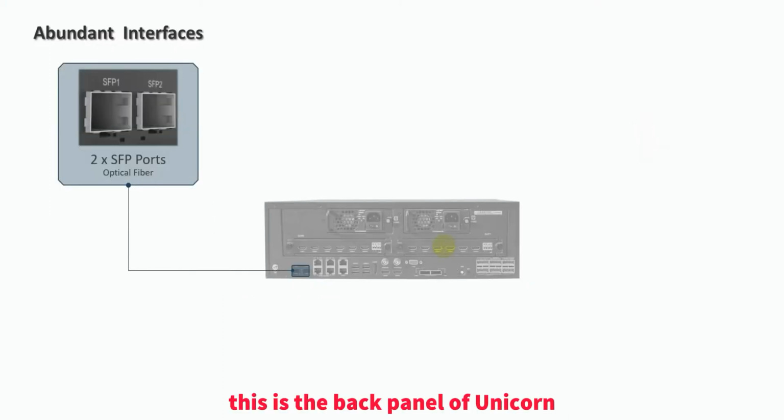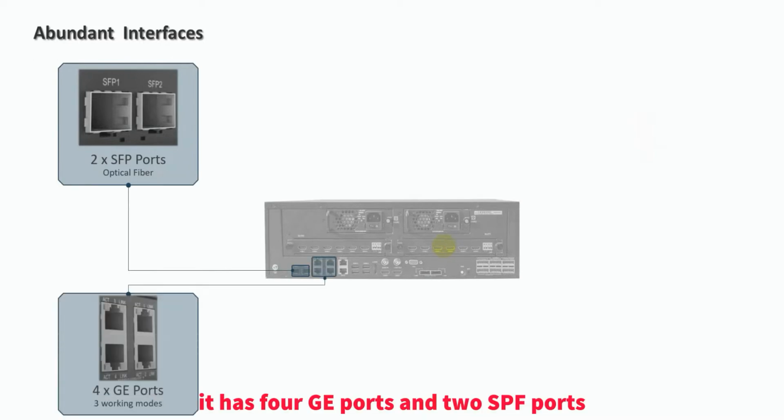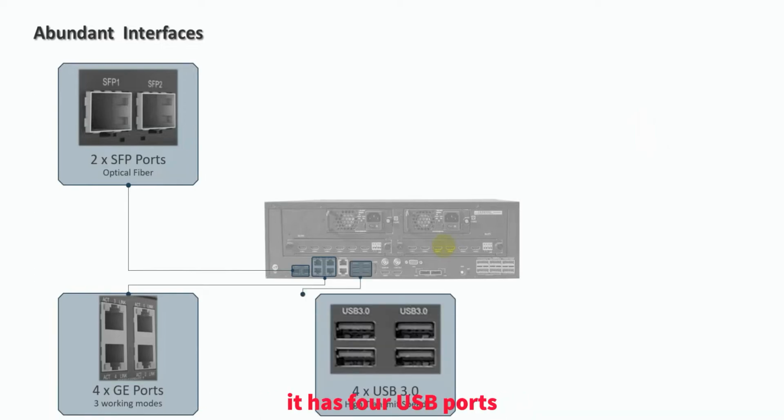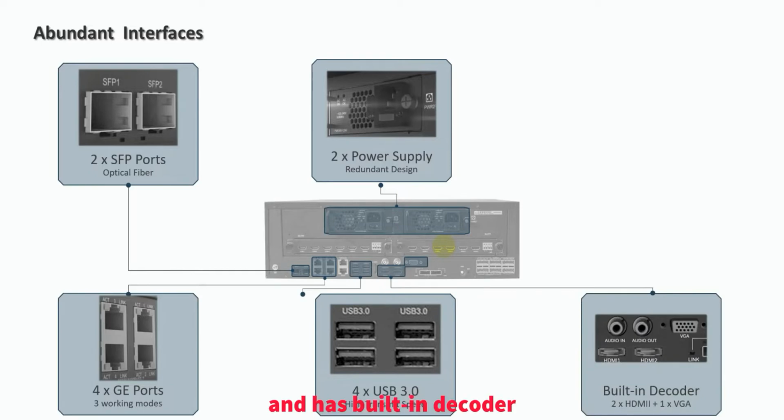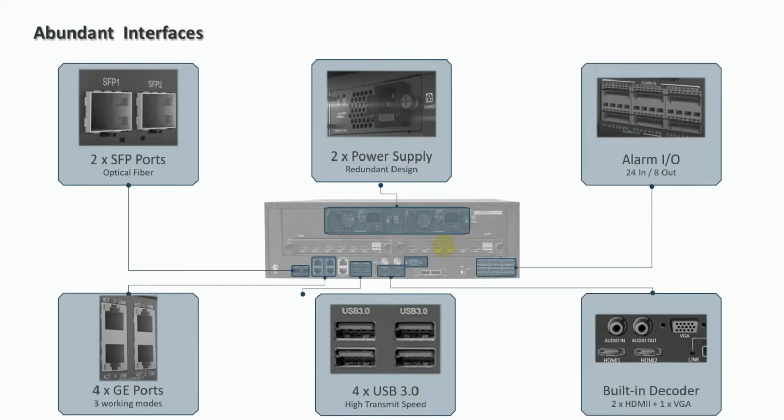This is the back panel of Unicorn with abundant interfaces. It has 4 GE ports and 2 SFP ports. It has 4 USB ports and also one RS-232 port for device debugging. It supports dual power supply for redundancy and has built-in decoder. It has 2 HDMI and 1 VGA ports for video output. There are also many alarm input and output ports for alarm device accessing.